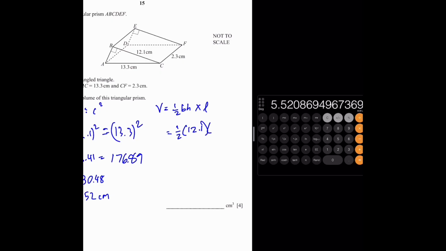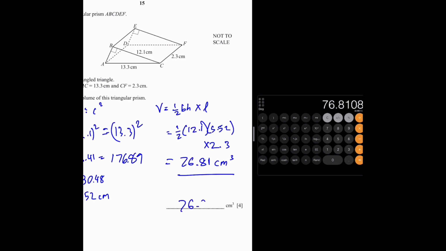So now the volume is equal to half BH multiplied by length, which is equal to half into 12.1 into 5.52. That's the area of this triangle. And then multiply it by the length, which is 2.3 here. Let's do this on a calculator, 5.52 into 12.1 divided by 2, that's equal to multiplying by half. And then multiply by 2.3, we get 76.81 centimeters cubed. That's the answer.